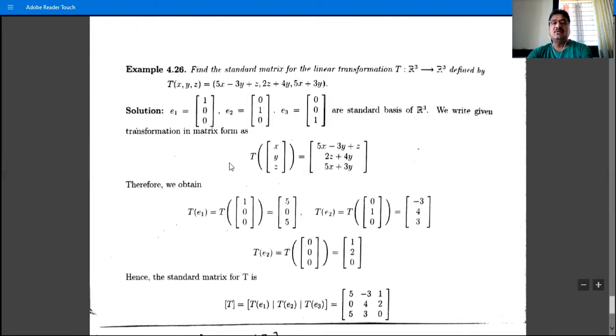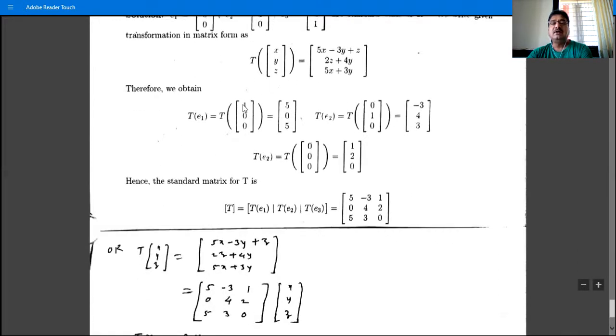And what is the T of E1? T of 1 0 0: substitute x as 1, y as 0, and z as 0. So we have 5 0 5. And T of E2 means T of 0 1 0, that is, substitute in this definition x as 0, y as 1, and z as 0. We have minus 3, 4, and 3.